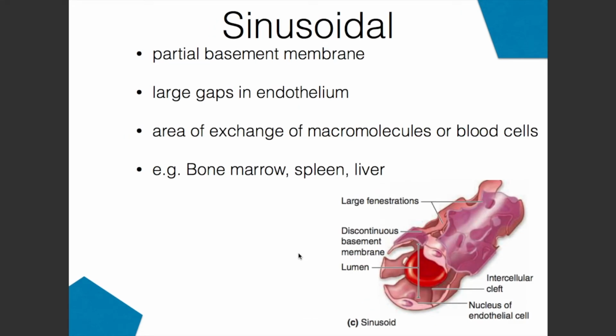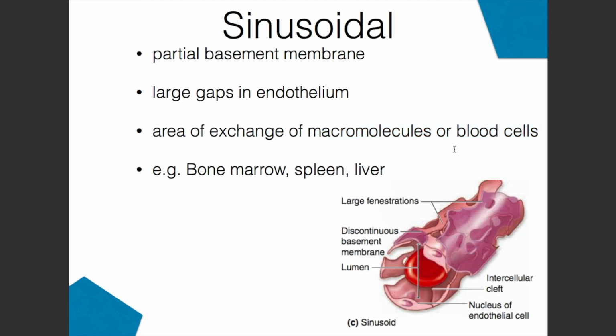The third type of capillary is sinusoidal capillaries. And sinusoidal capillaries are really different. They have a partial basement membrane, so the basement membrane is not continuous. They have really large gaps in the endothelium as well, so they're really big open areas. And the idea here is that it's for areas of exchange of macromolecules or blood cells.